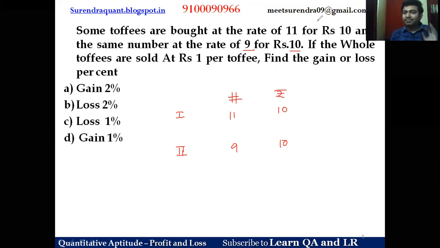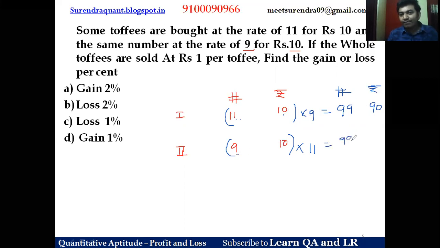To find this out simply, let us go for a general method. What is our method? The smart method, by making the number of toffees the same. So multiply the first expression with the second number of toffees, and the second with the first number of toffees, 11. Here 11 into 9, 99 toffees he purchased for 10 into 9, 90 rupees. And here 9 into 11, 99 toffees, 10 into 11, 110 rupees.